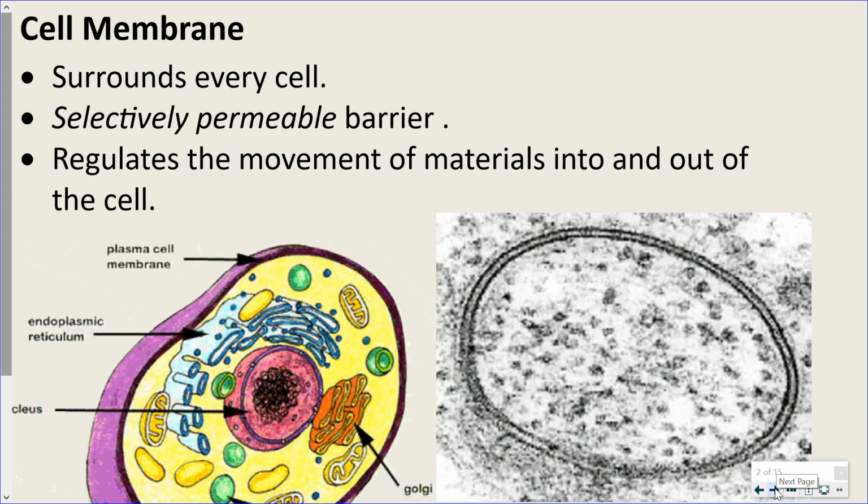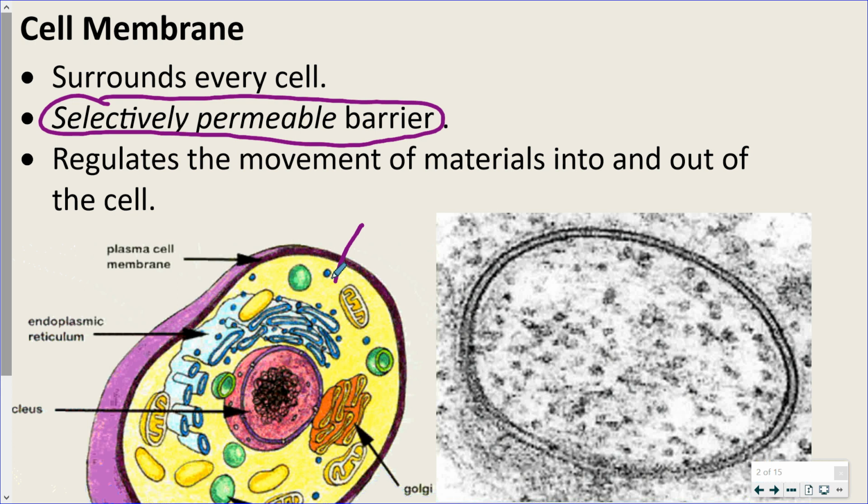So yes, it does surround every cell, but like I said, it is much more than a border, a wall. It is referred to as selectively permeable. So it's really the membrane that determines what is going to pass from the outside to the inside and what's going to go in the opposite direction as well. So it is going to regulate the movement of materials into and out of the cell.